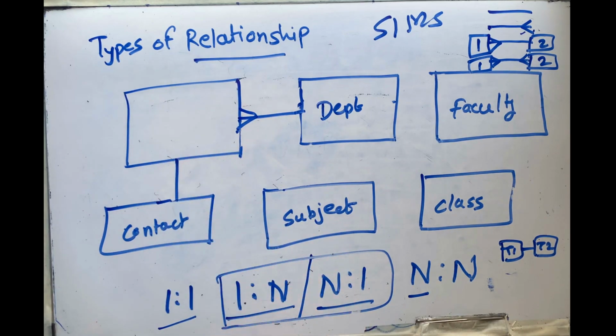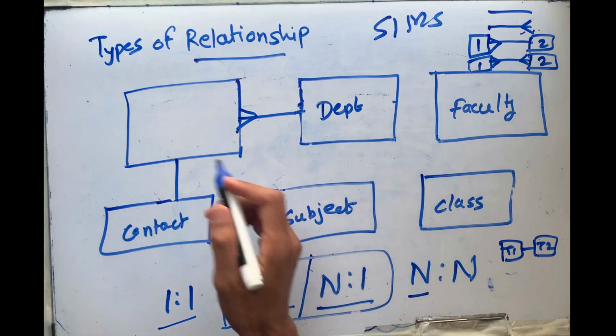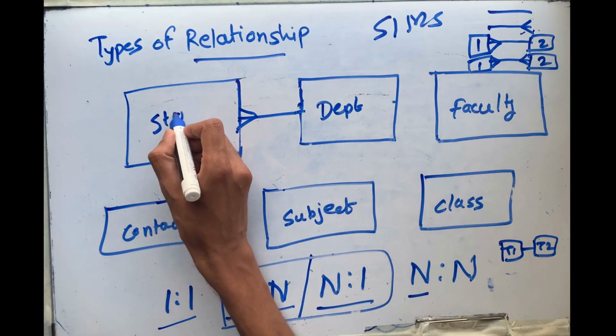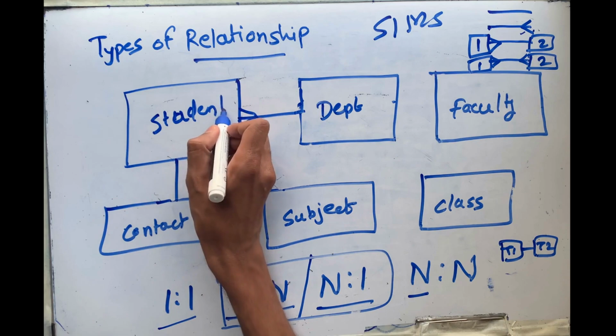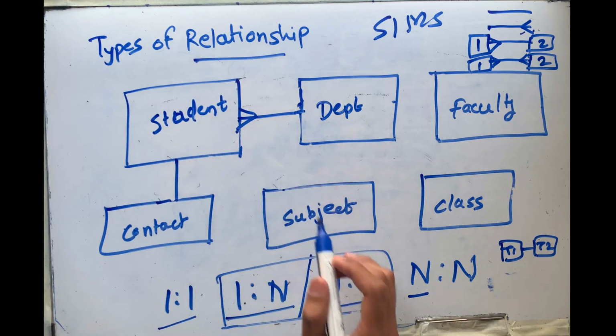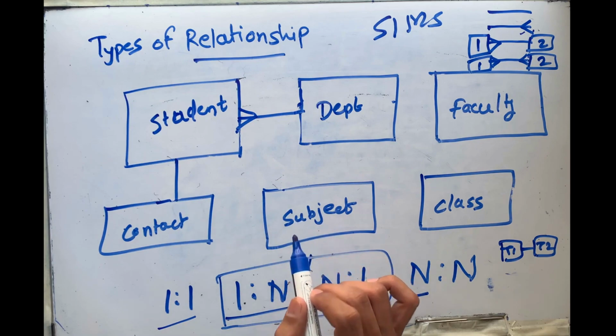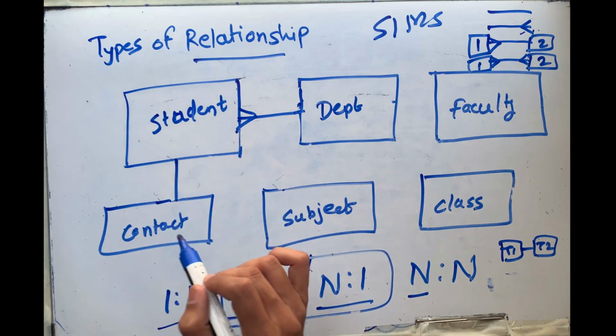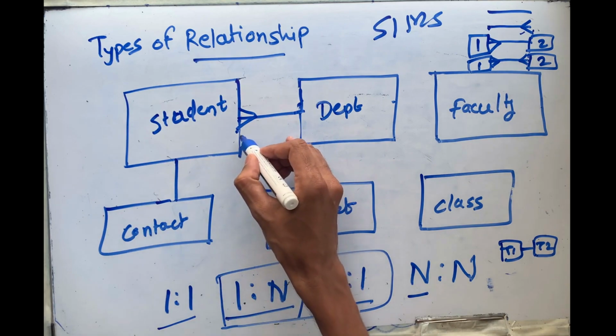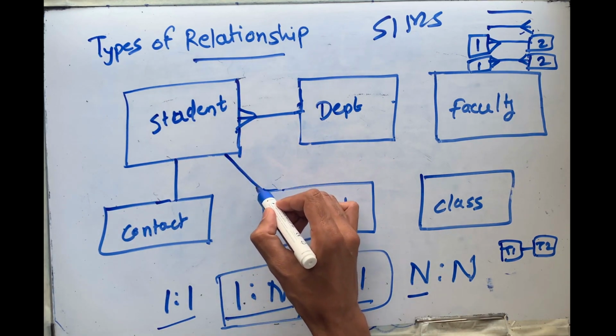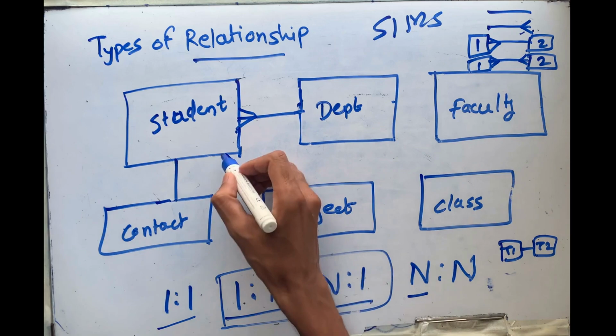Means in the practical scenario, student is the table, correct. So one student is learning different subjects, and one subject is learned by different students, multiple students. So such a relationship is known as many to many relationship.